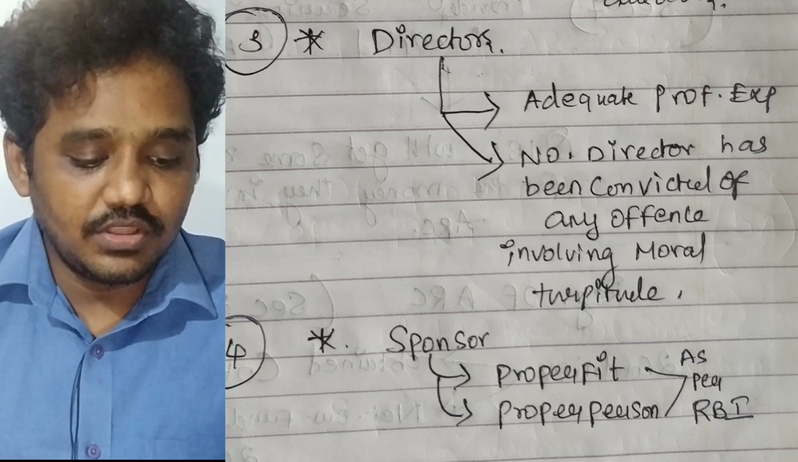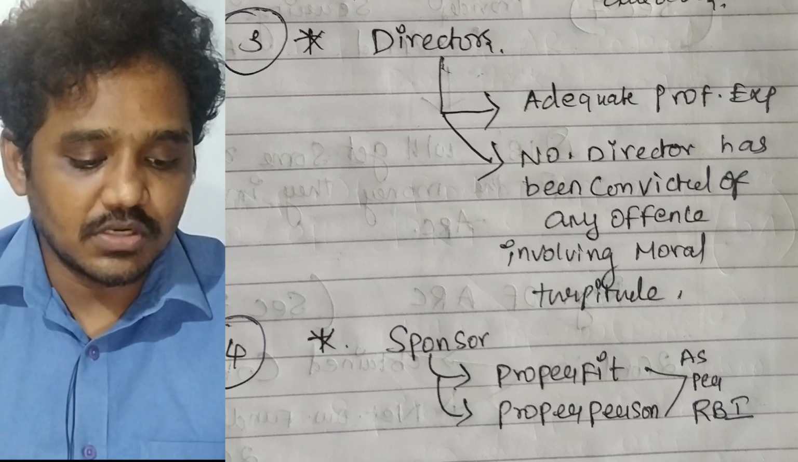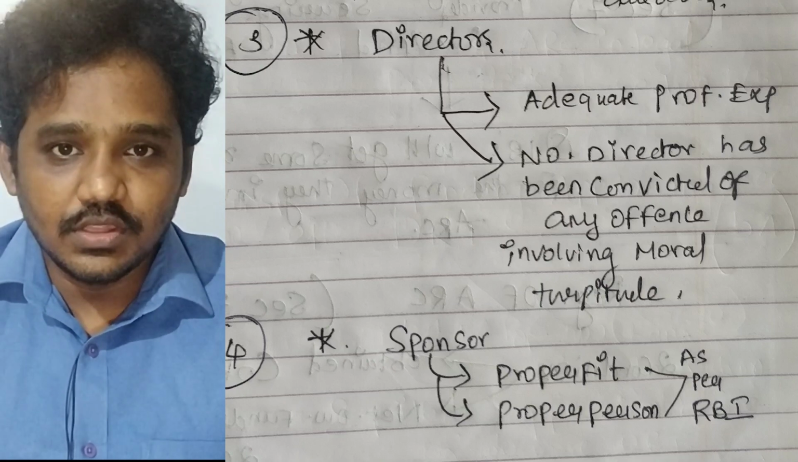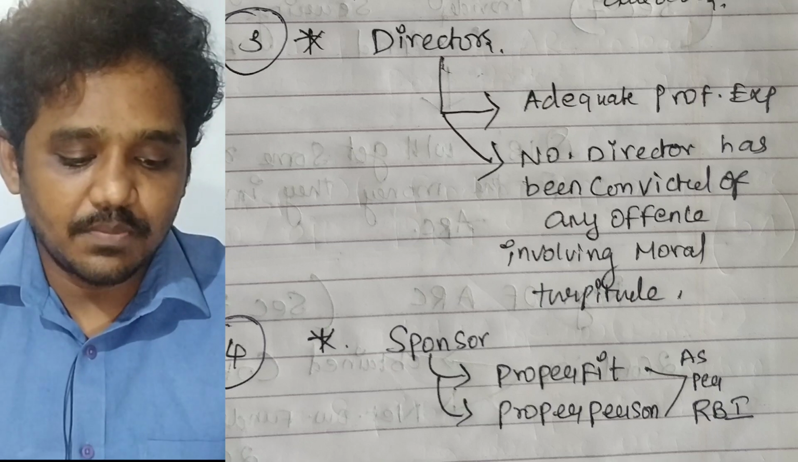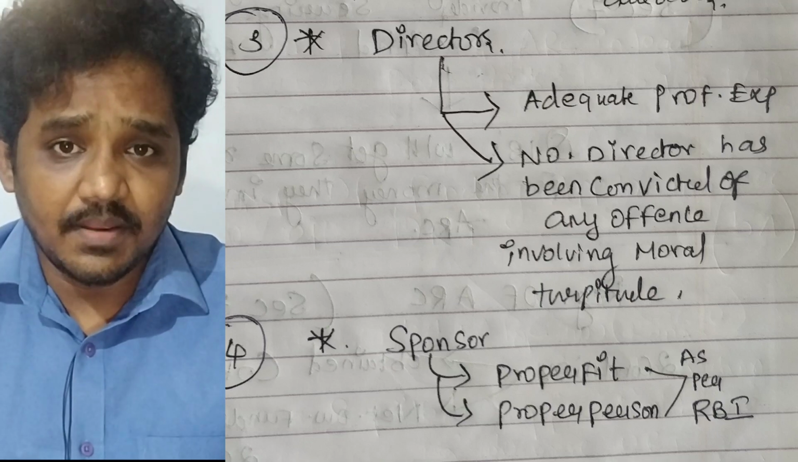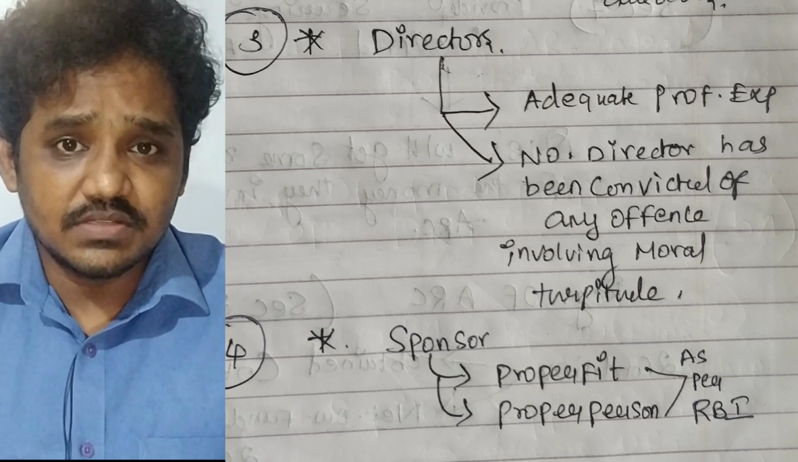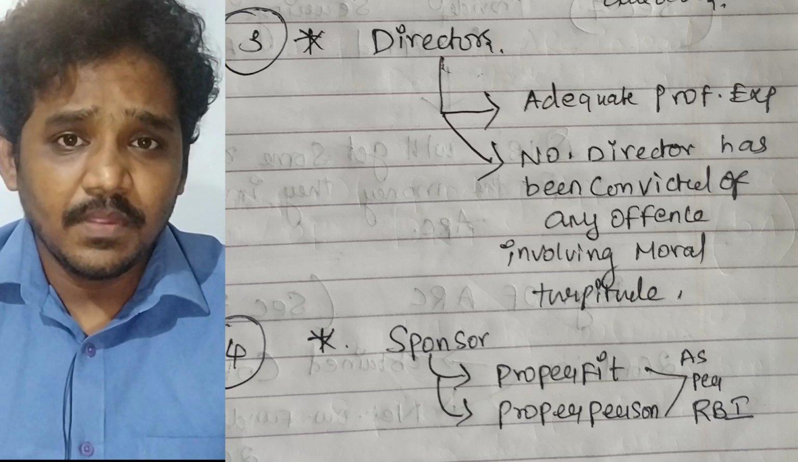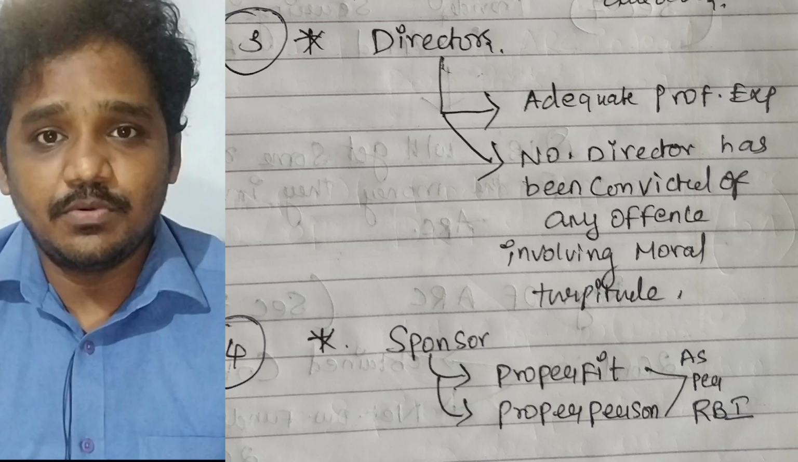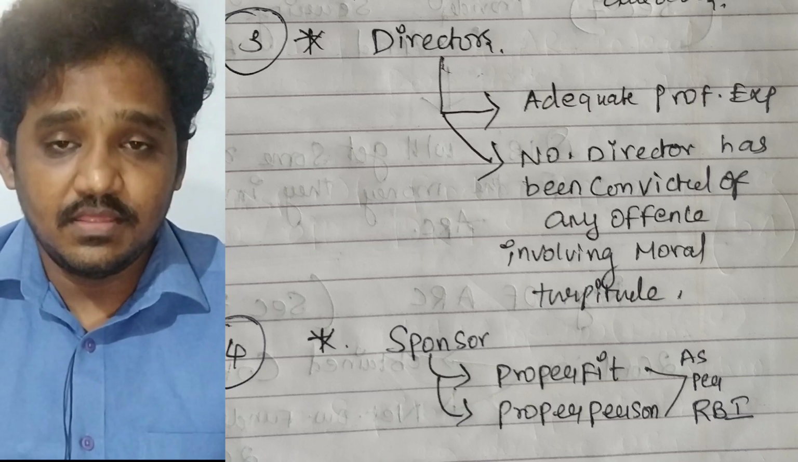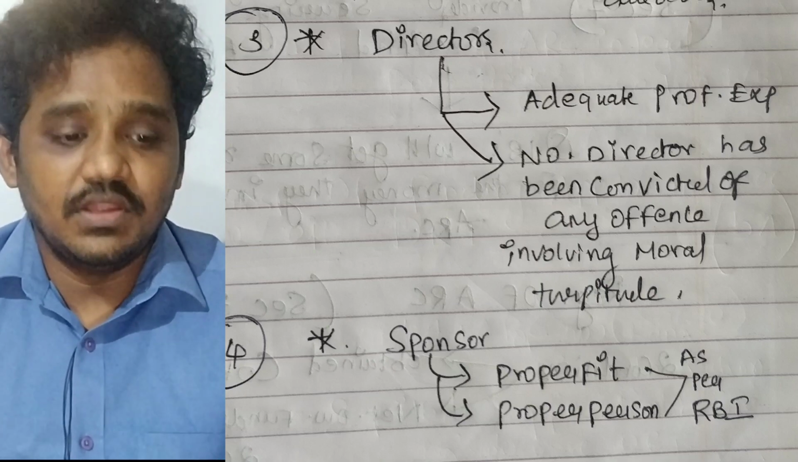And the fourth thing RBI will look at is the sponsor, whether the person who is sponsoring, the qualified buyer, is a proper fit. Is the person a proper person as per RBI? They will look into this. As per RBI, they will see whether these people are eligible to do the sponsorship to the asset reconstruction company. They will see, and then they will give the registration.